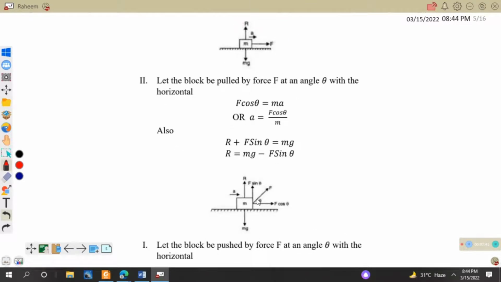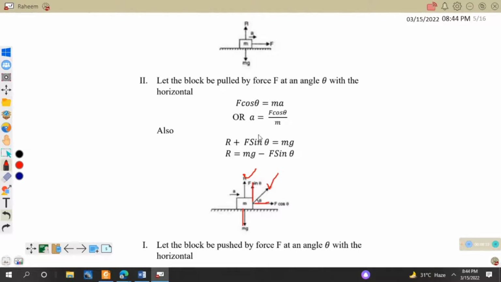Now if this force is applied at some angle, like in this case I have denoted this angle with theta, we have to resolve this force into two components, F cos theta and F sin theta. Using the head to tail rule, F cos theta will be in this direction and F sin theta in this direction. As you know, the normal force is always perpendicular to the surface and weight is always downward. So we write the equation R plus F sin theta, which is in the upward direction, is equal to mg.